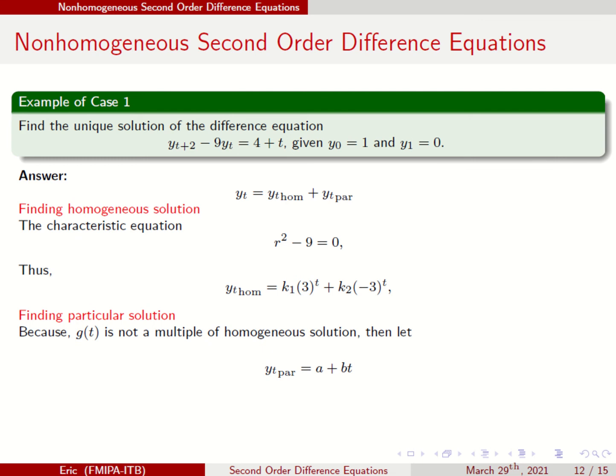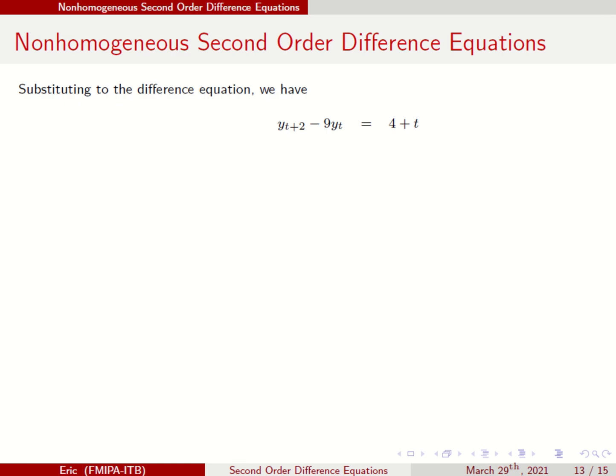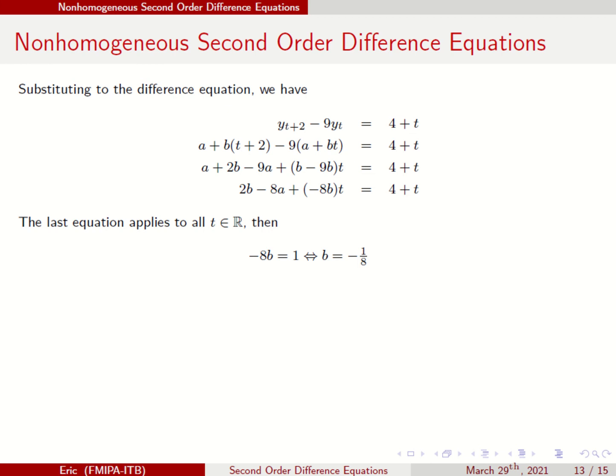Okay, and you can substitute this back into this, and you have this. Yeah, this Y_(t+2) is this. This is Y_t, equals 4 to the power of plus t, and then you can simplify until you have this. Okay, because the last equation applies to all t in the reals, the constant should be the same as the constant, and the coefficient of t is the same as the coefficient of t.